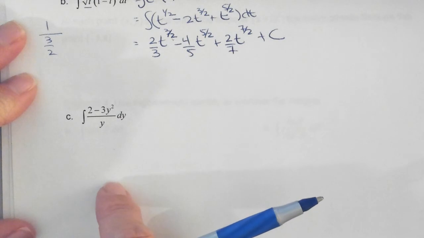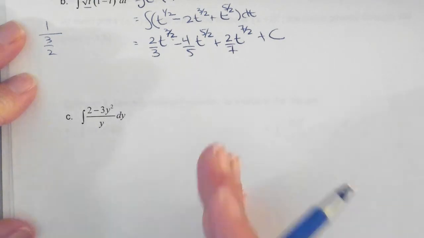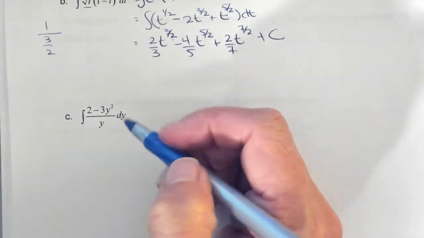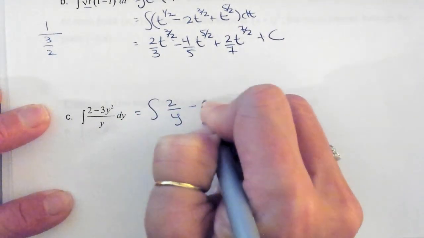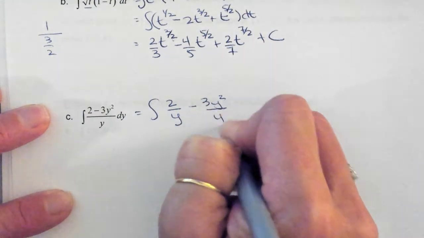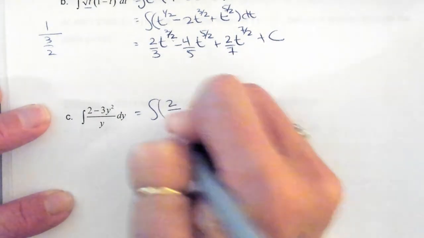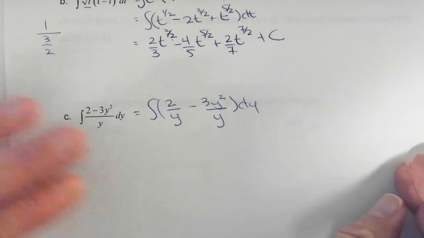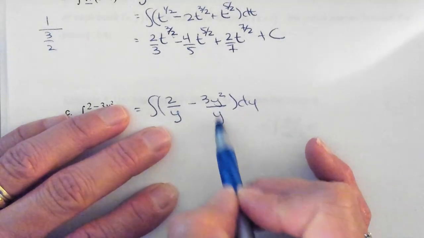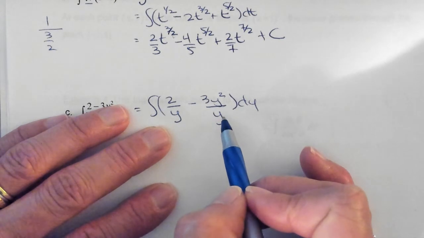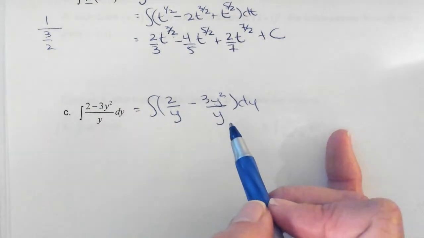No, we do not. So what do you do? You literally divide. I'm going to write out what I have. I have the integral of 2 over y minus 3y squared over y dy. This is what I'm thinking about. This is easy to simplify. Everything goes to the top.